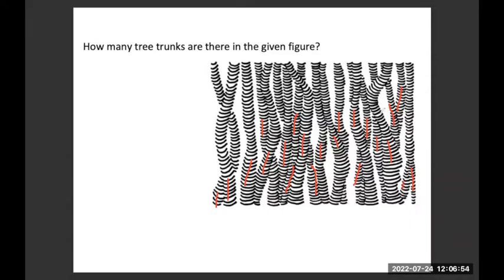Most of you might have made some mistake either in this part, I'll just mark, or while counting this part. Most of the mistakes generally happen in this kind of question, where this kind of intertwining happens.